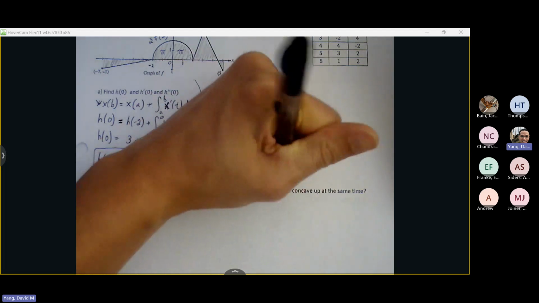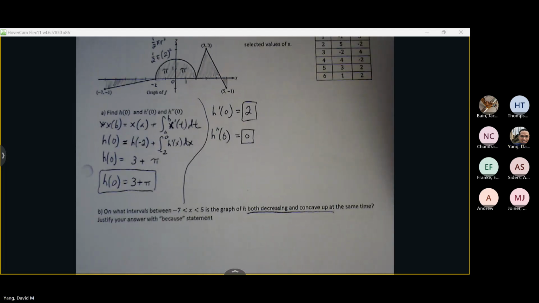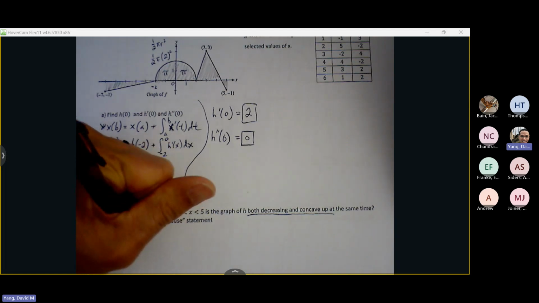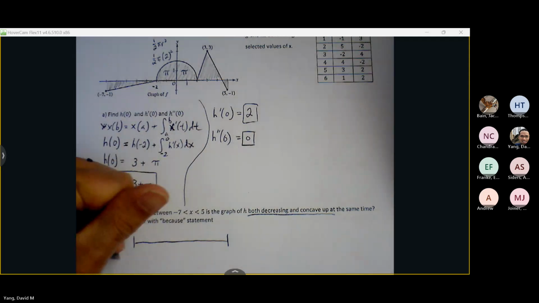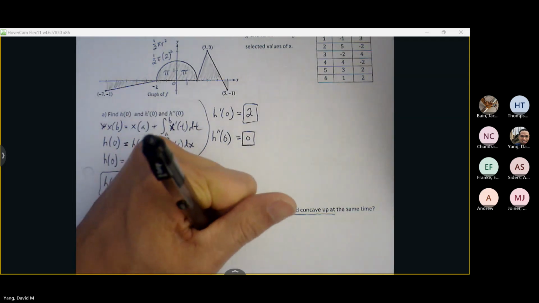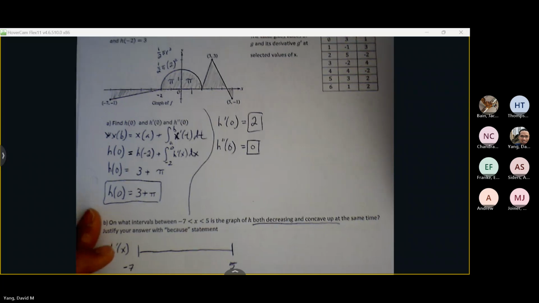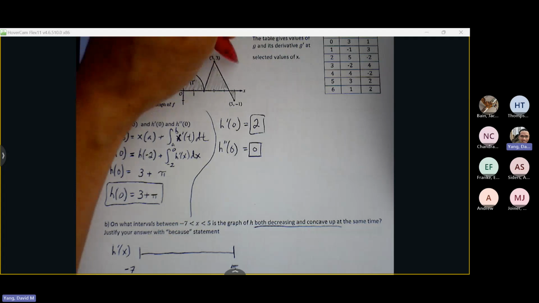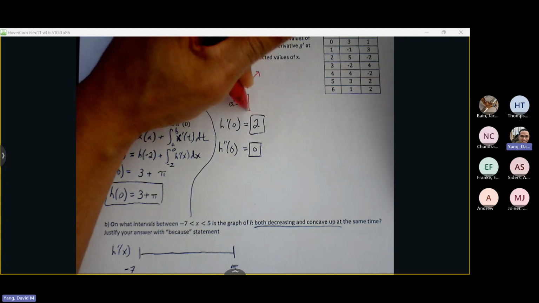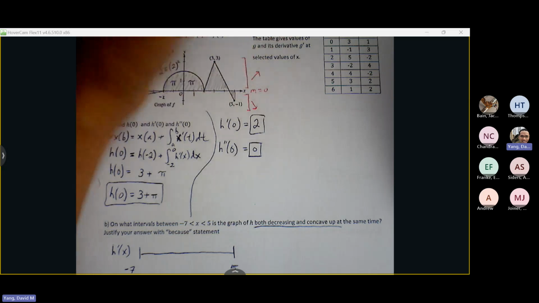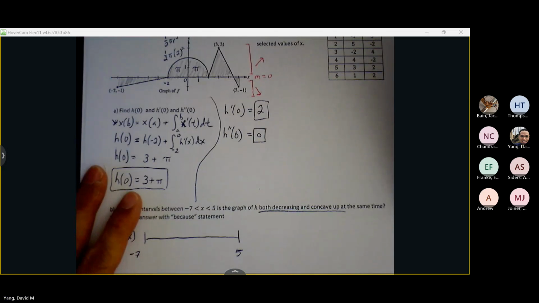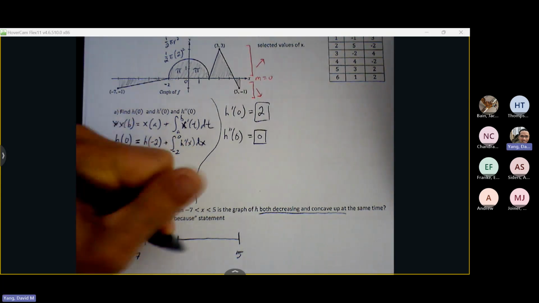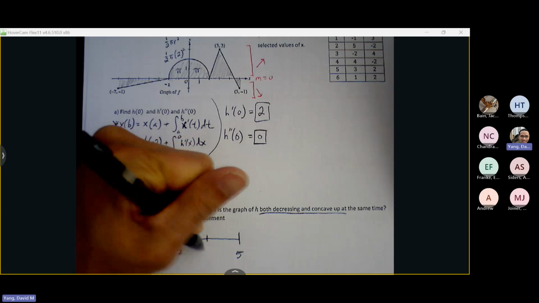Okay, both decreasing and concave up at the same time. I like to create a slope sign line and then a concavity sign line and then line them up. So just as a reminder, this is the derivative graph of h. So above is positive slope, below is negative slope. On the x-axis, slope 0. -2 is the next intercept. 2 is the next intercept.